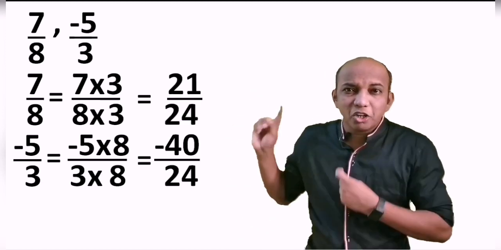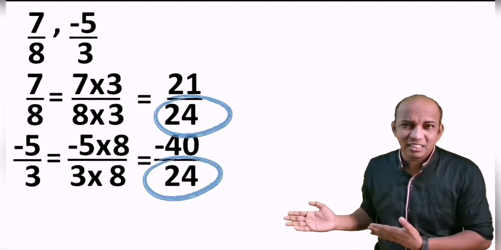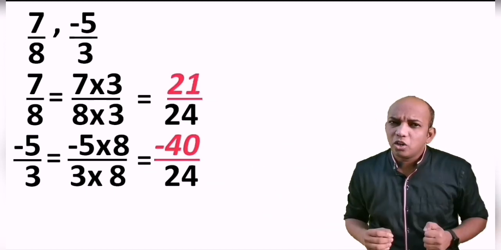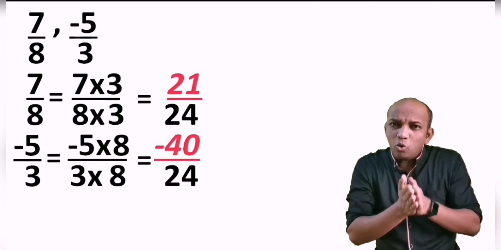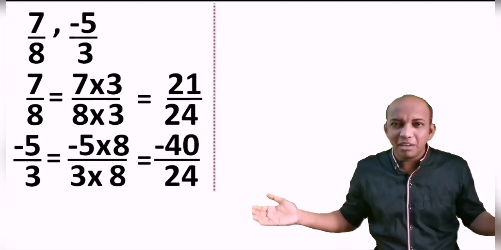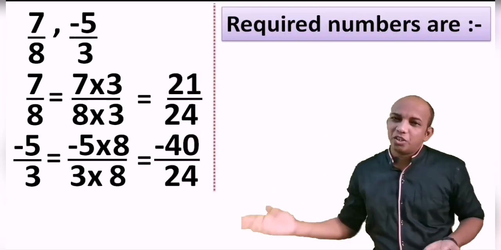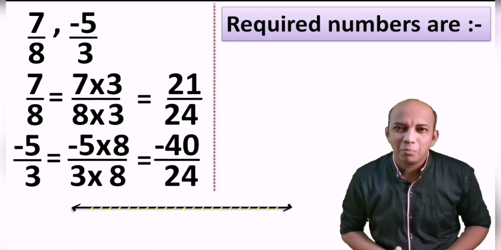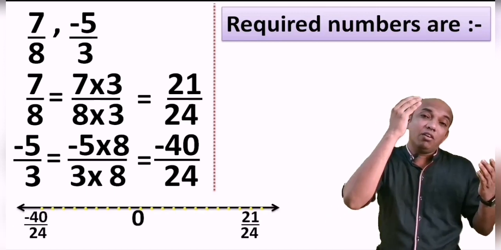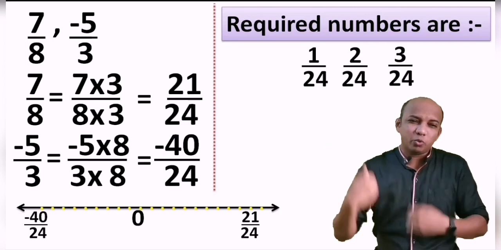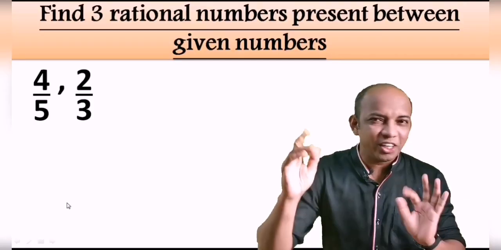Yes, so check the denominators of the converted fractions. They are okay. So what we have to do now is find the numbers between minus 40 upon 24 and 21 upon 24, and you can choose any of the numbers given. We have minus 1 upon 24, 2 upon 24 and 3 upon 24.